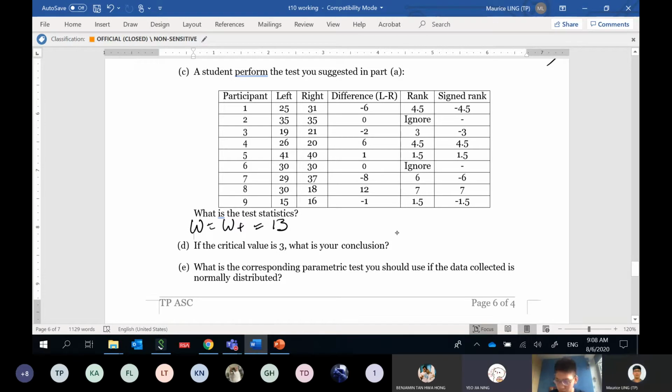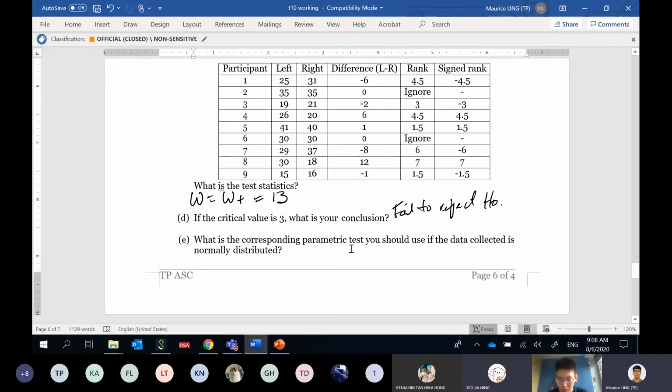Fail to reject null hypothesis. Okay, so that means the two years are the same. So this is actually the question that I have already, you already answered. This will be your dependency test, also known as your paired test.